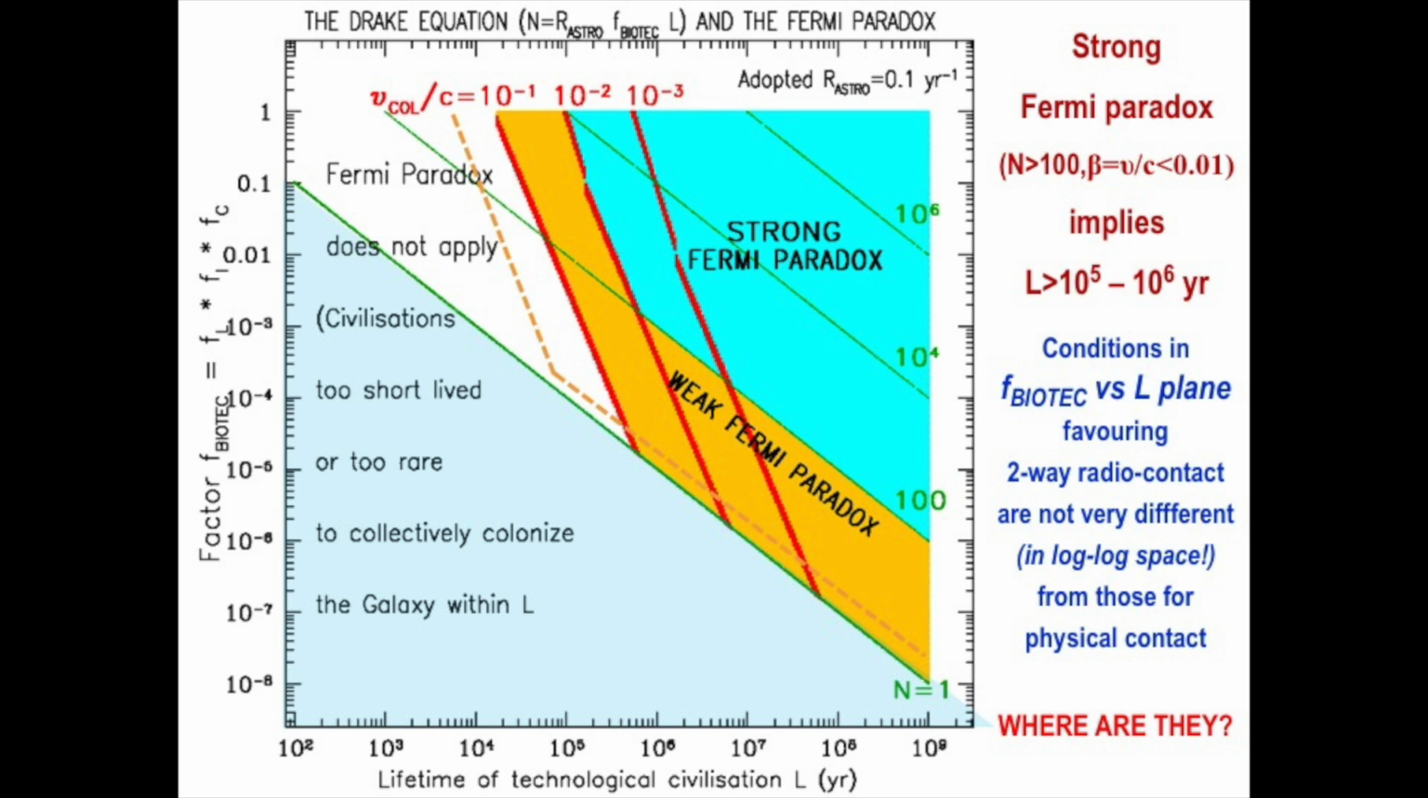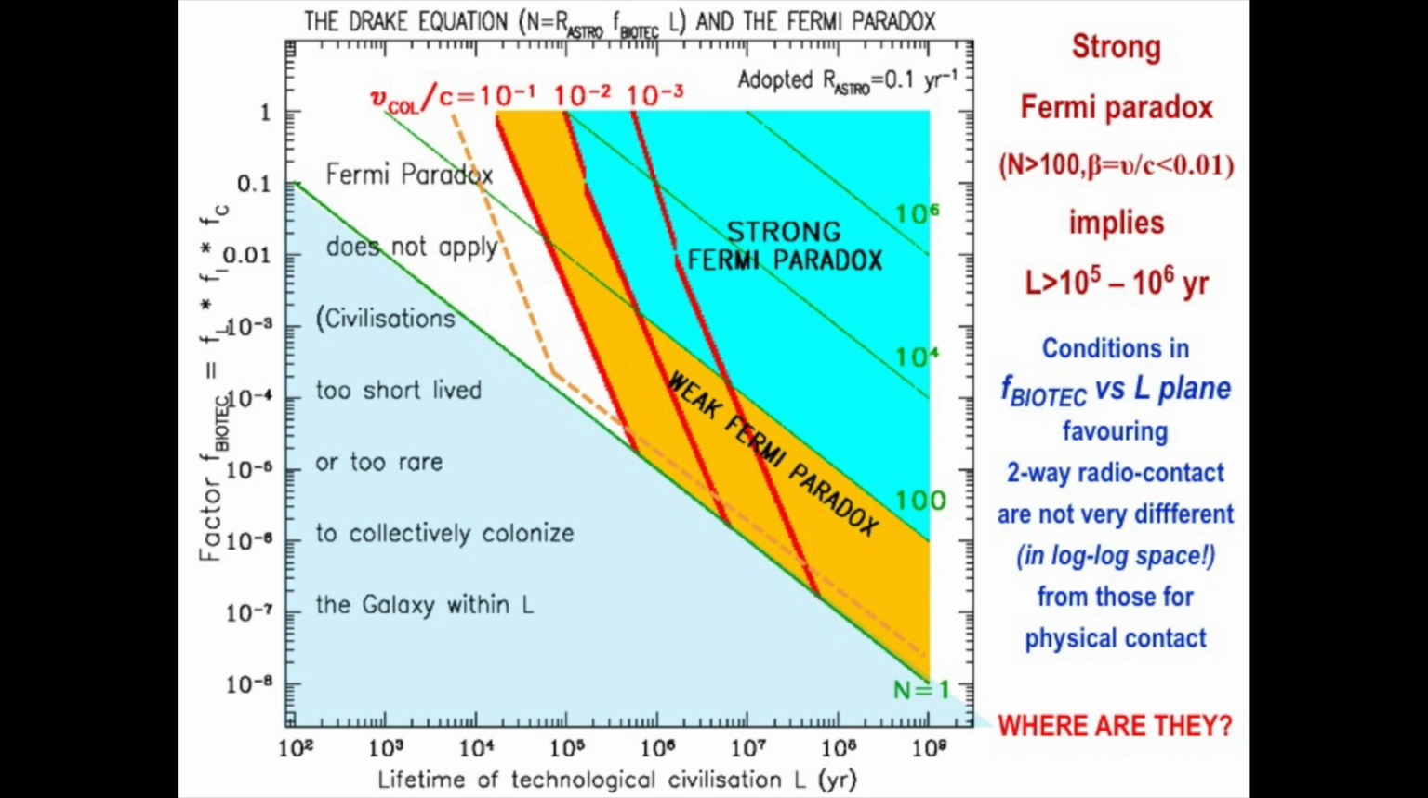Then we have to make assumptions about how rapidly civilizations can disseminate in the Milky Way. And we get a similar diagram, except that now the region is bounded from the left by what we assume for the expansion, the velocity of expansion divided by the light speed. So if it is 10 to the minus 2, a 100th of light speed, then this part of the diagram is where the Fermi paradox still holds.